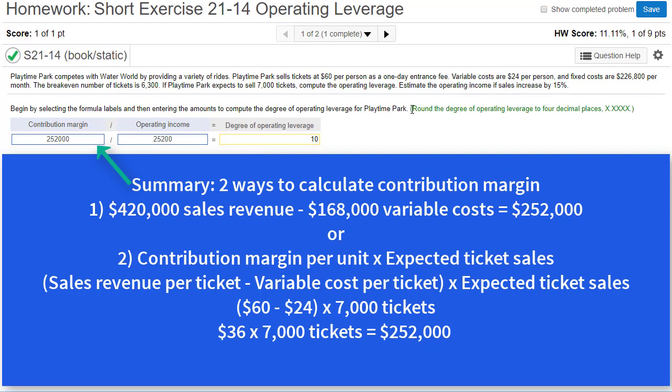Now this is important when you guys do the problem with the random numbers. If you get an operating leverage with decimals, round to 4 decimal places.